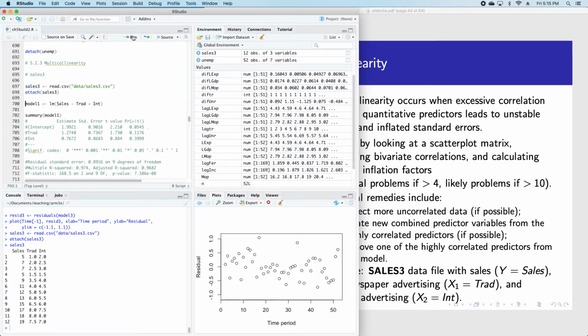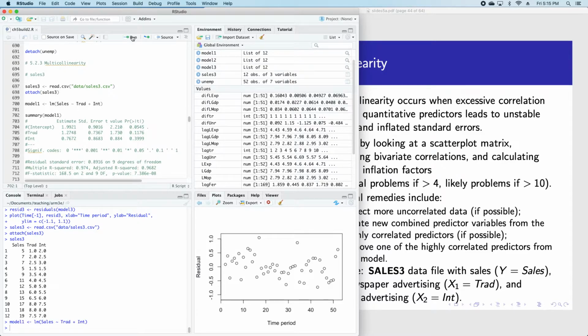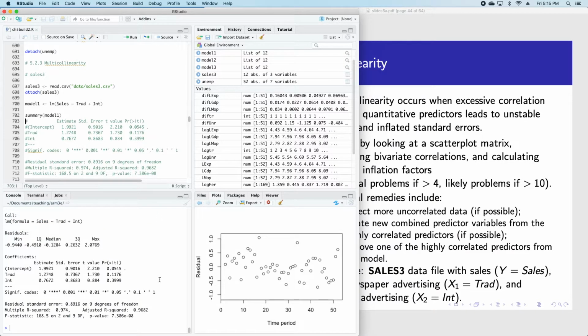We could fit our model and summarize it, and oh, rats. That's not good. If I look at the p-value for this predictor, it's bigger than 0.05. It's not significant. So it looks like there's little evidence of a linear association between sales and traditional advertising for a fixed level of internet advertising.